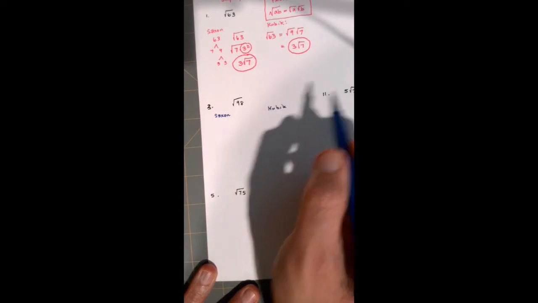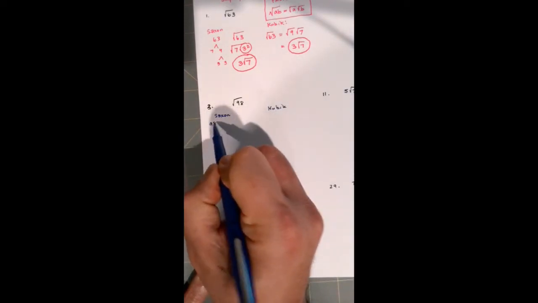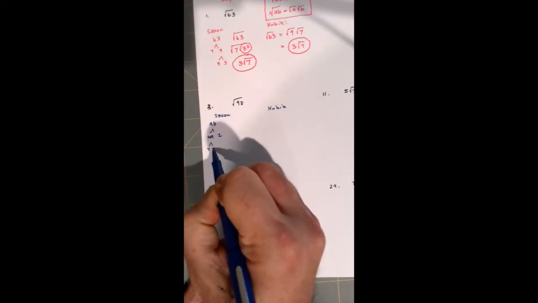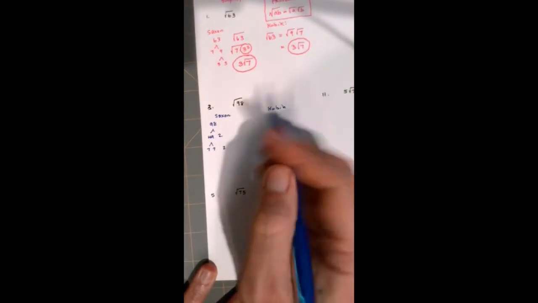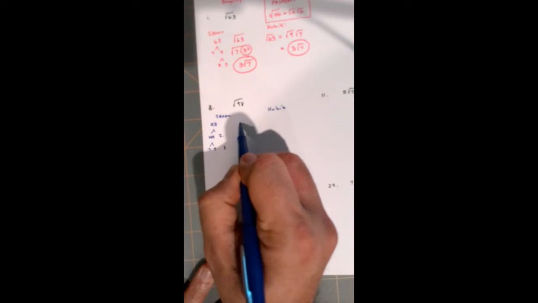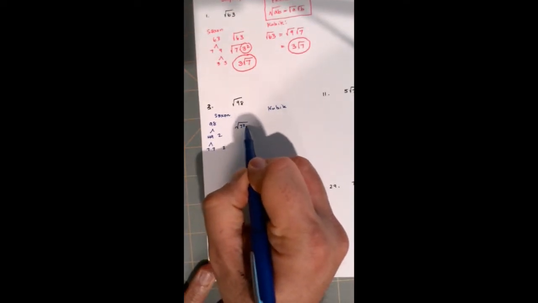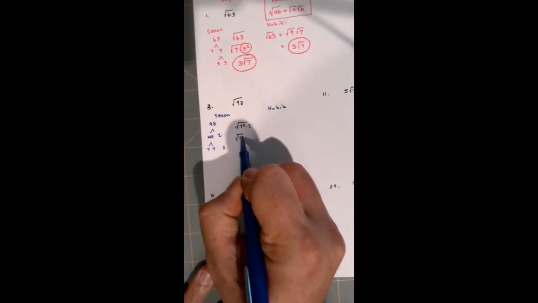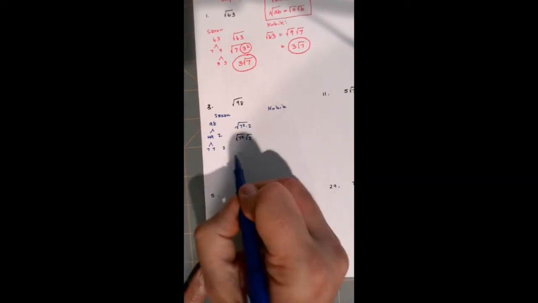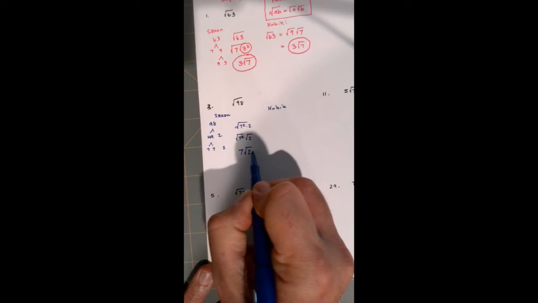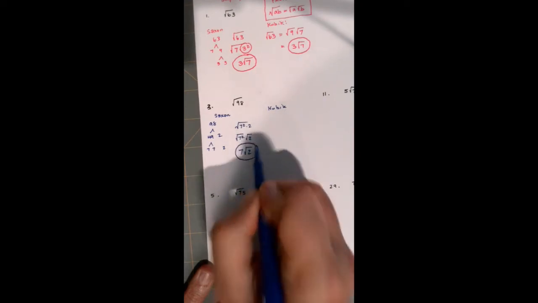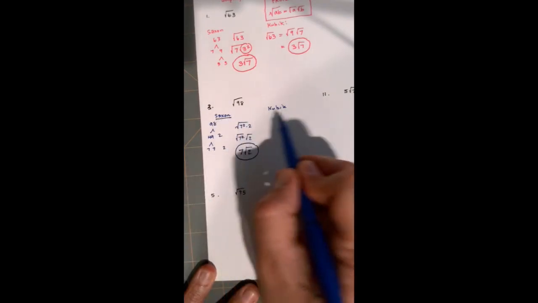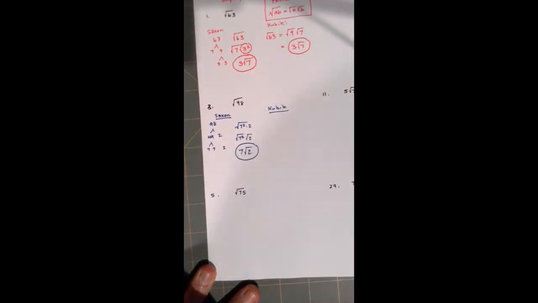Okay? So Saxon would say, right, 98 is 49 times 2, which is 7 times 7 times 2. So that means that I have root 7 squared times 2, which is root 7 squared times root 2, which is 7 root 2. Boom. Okay? Great way to do it. Very thorough way to do it. I think I would go a little further.